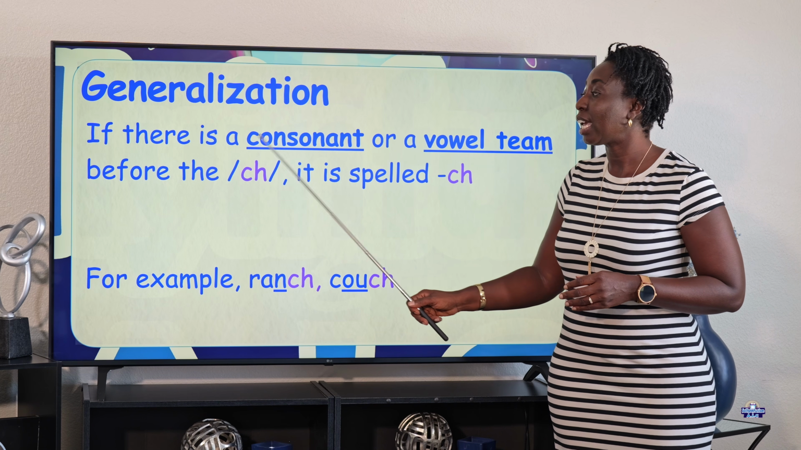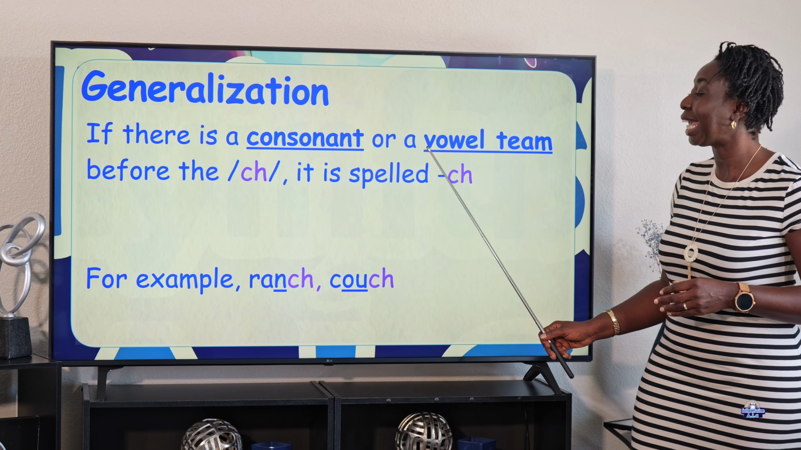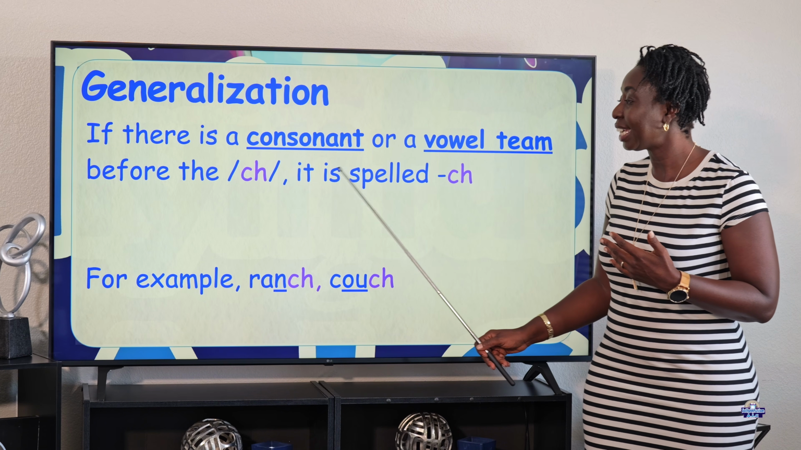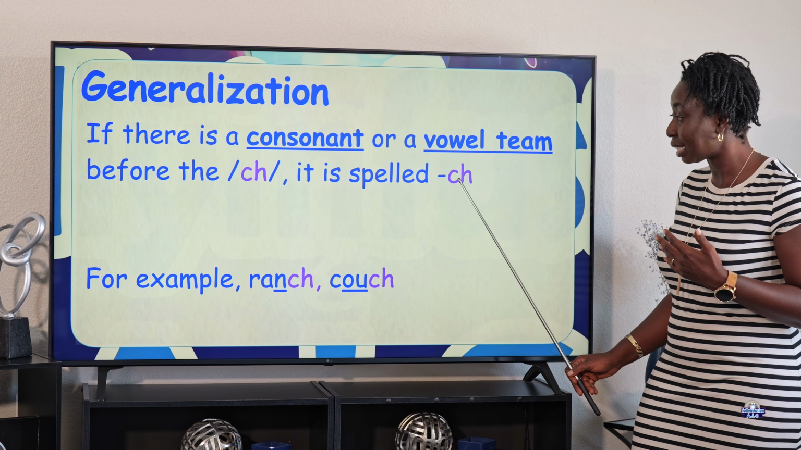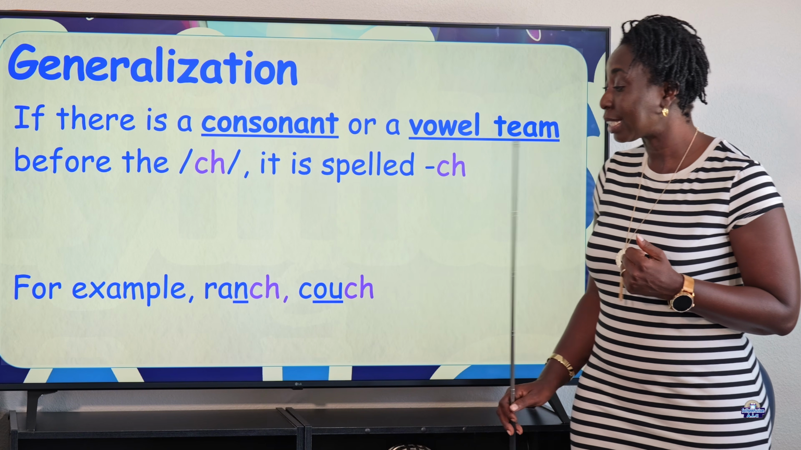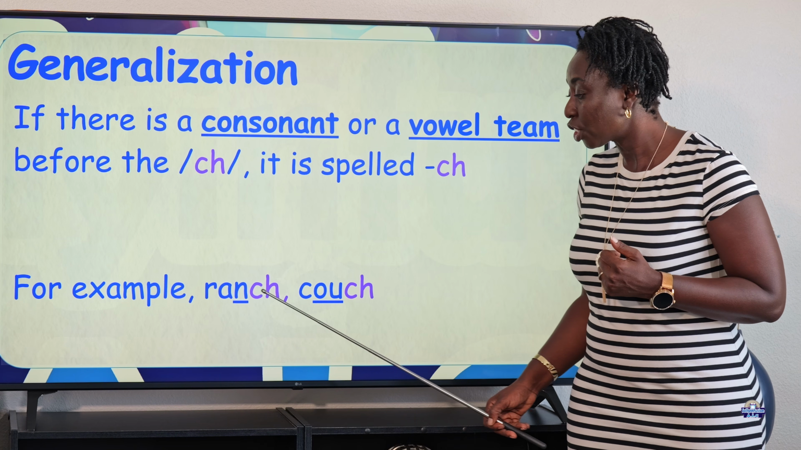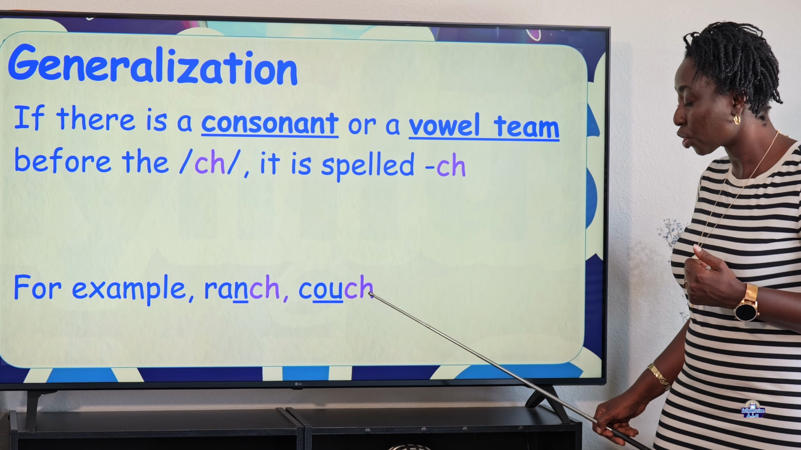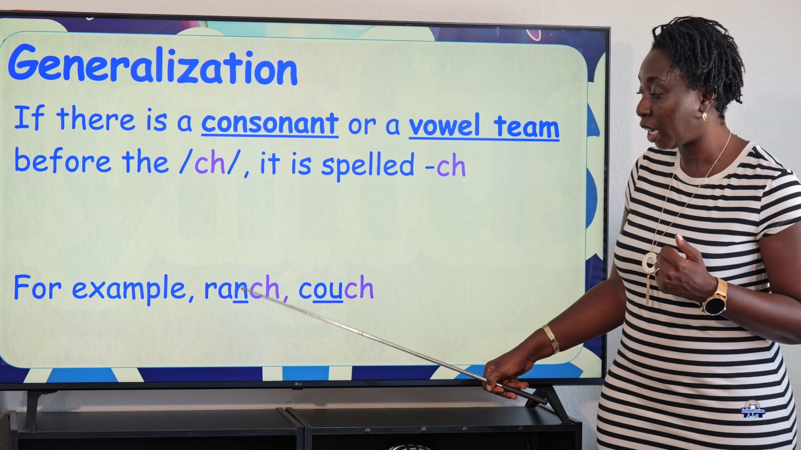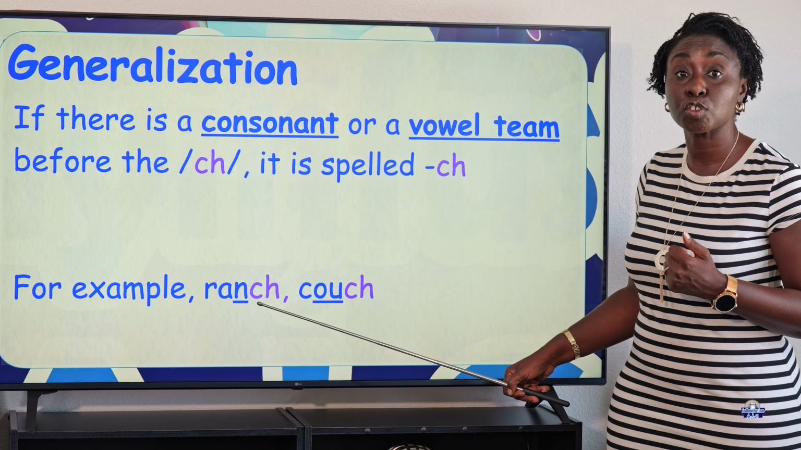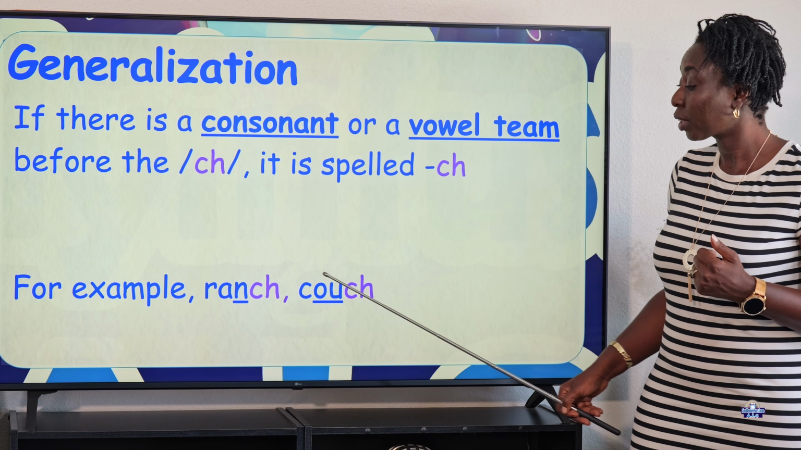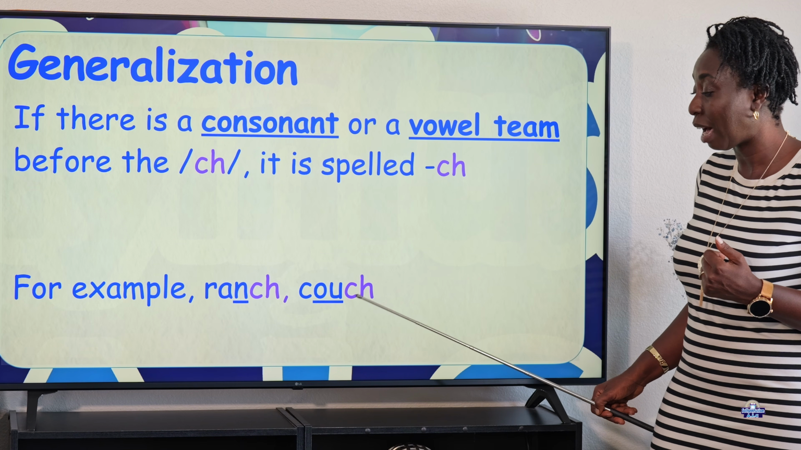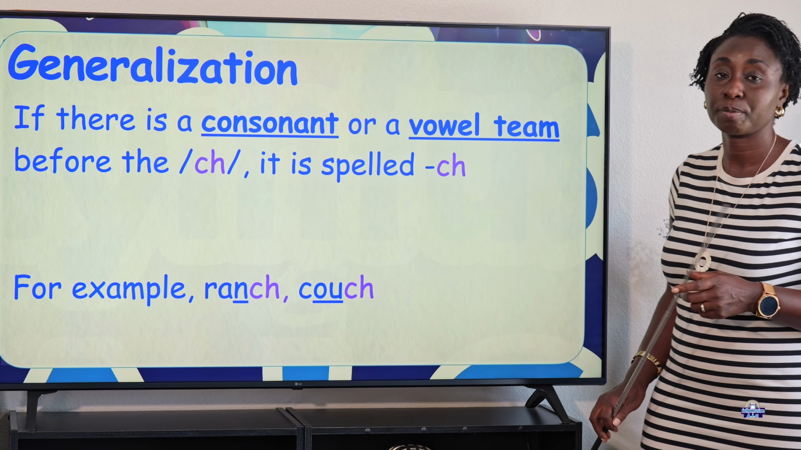If there is a consonant or a vowel team before the CH, it is spelled CH. For example, ranch, ouch, couch. Here we have a consonant, so we have to write CH. Here we have the vowel team OU, so we have to write CH.